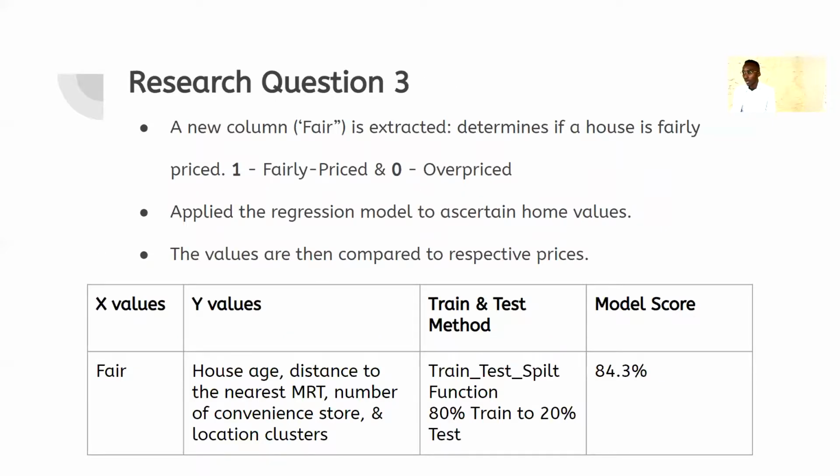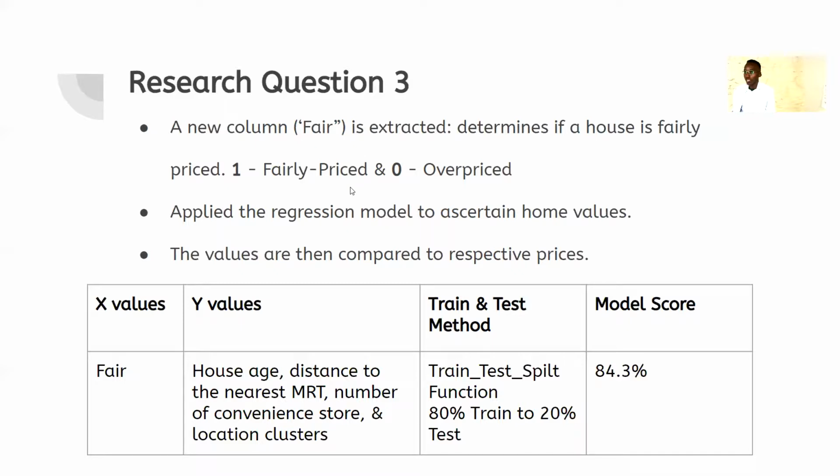Research question number 3. So now we're going to extract a new column titled fair. It determines if a house is fairly priced or if it's overpriced. If it's fairly priced, it's going to be denoted with the value 1, and if it's overpriced, that column will have the value 0.